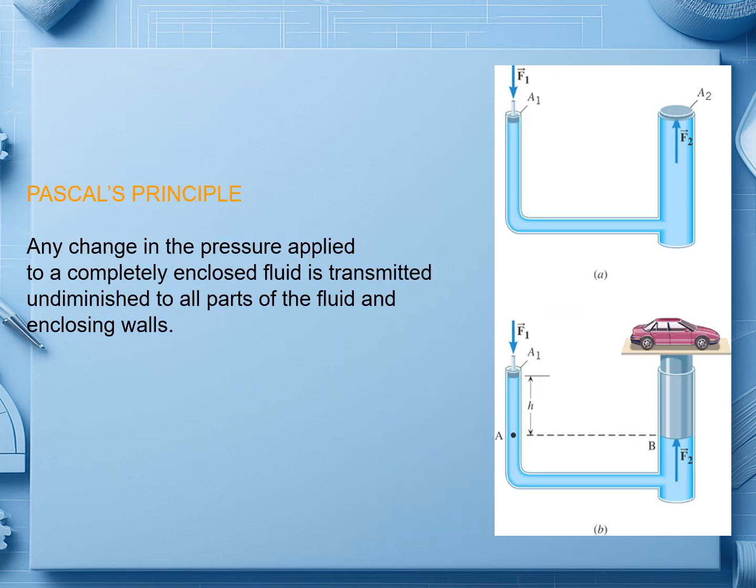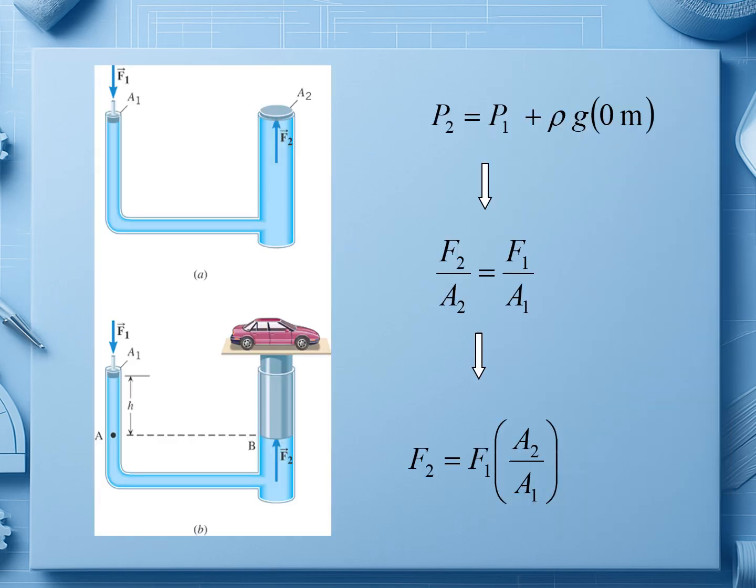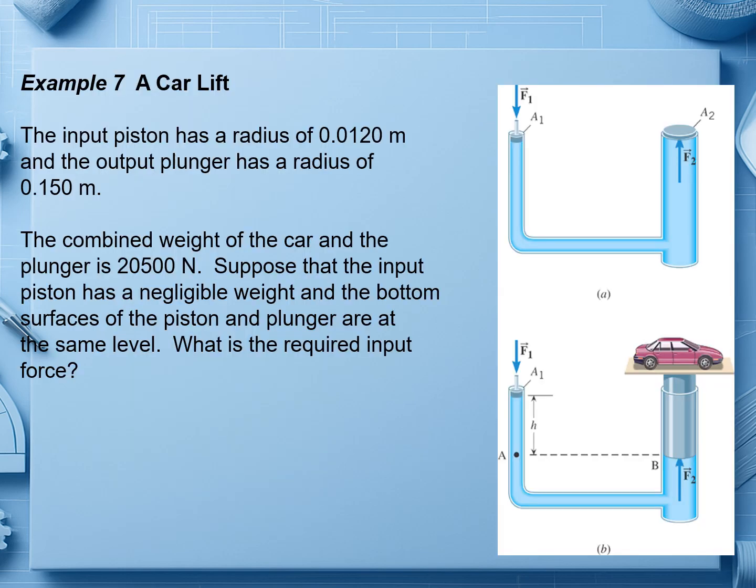Pascal's principle tells us that pressure changes in a confined fluid are transmitted equally throughout. This principle is behind hydraulic systems like car lifts. From here, we can also derive the relationship between the force and the area. Basically, pressure 1 is equal to pressure 2.